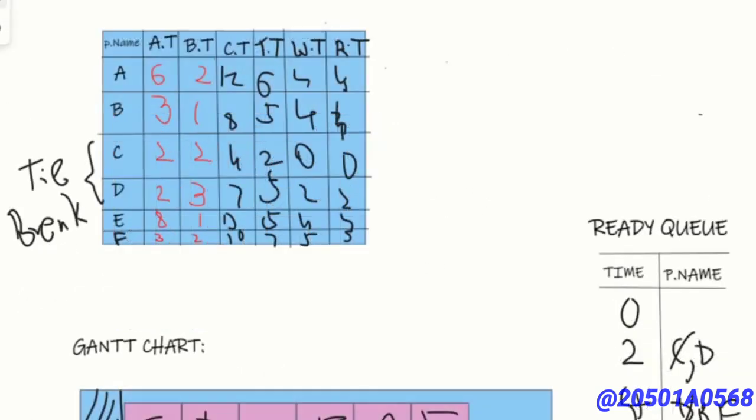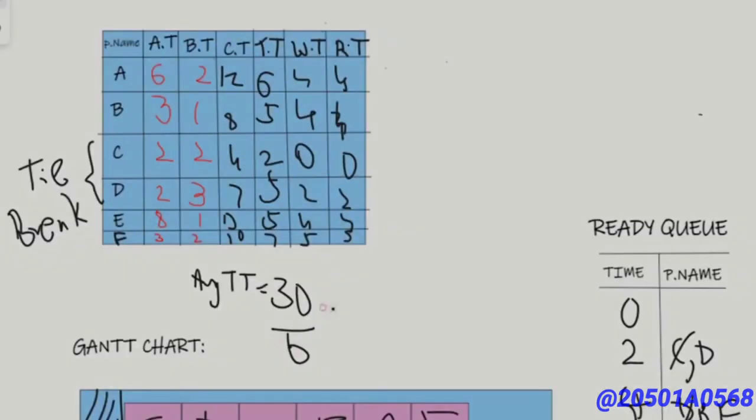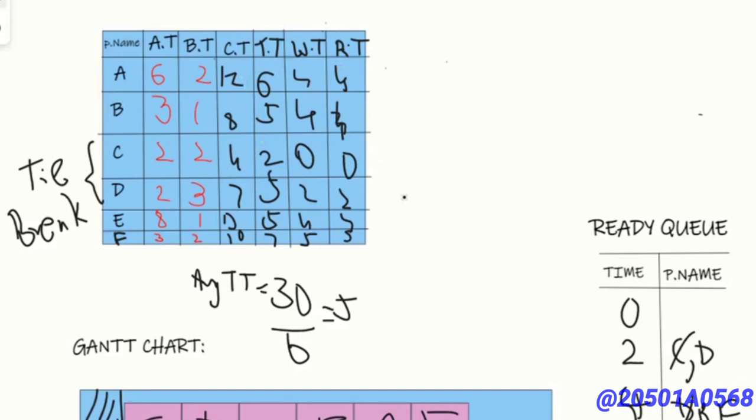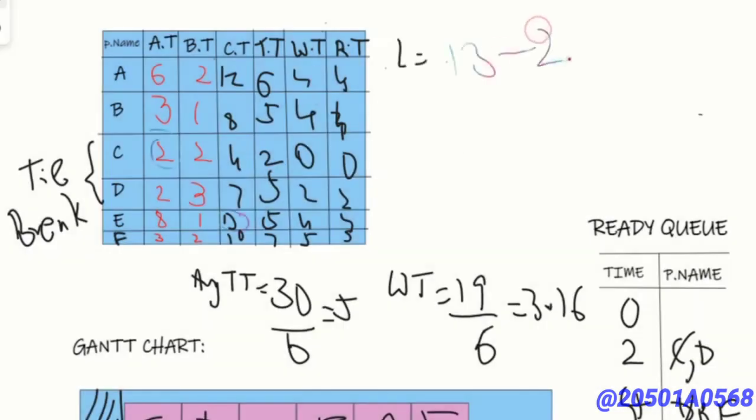Now the average turnaround time is 5 milliseconds. Next, average waiting time 3.16. Scheduling length 11. Next, throughput 11.